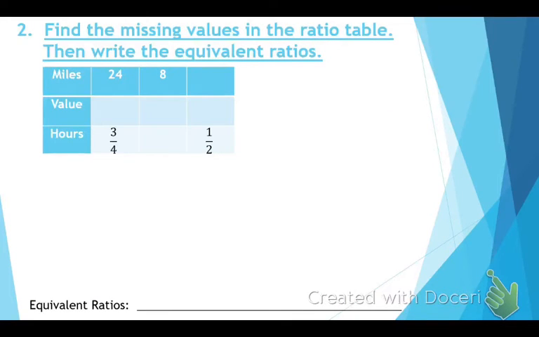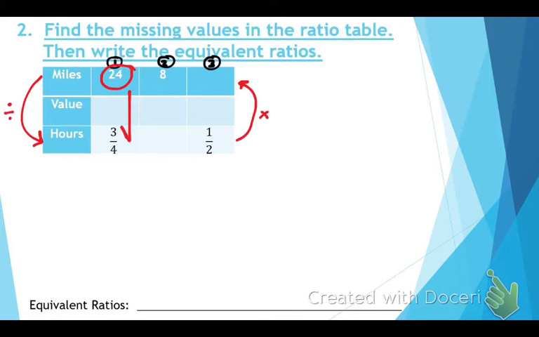Okay, so this one asks us to find the missing values in the ratio table and then write what the equivalent ratios would be. There are 3 different things that I have here, so everyone just put a little 1, 2, and 3. All right, there we go. So if I am working from the top to the bottom, do I divide or multiply? I am going to divide. If I'm working from the bottom to the top, what do I have to do? Multiply.